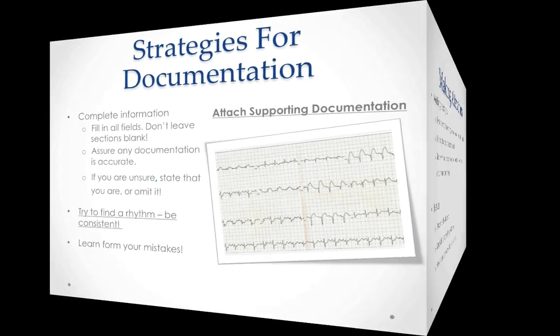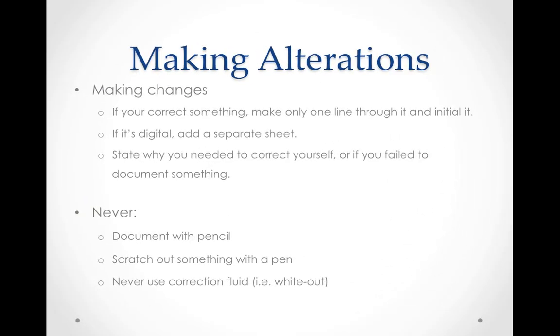Okay. Now, next, I want to talk to you about making changes to it. There is a specific way to do it. Of course it varies from writing to digital, but there are still specific ways we need to do it. If you correct something in the writing section, make only one line through it, and initial that correction. You never want to use pencil, where you could erase it. You never want to scratch something out with a pen. One line lets everyone know I didn't mean that to be in there. Five lines doesn't.